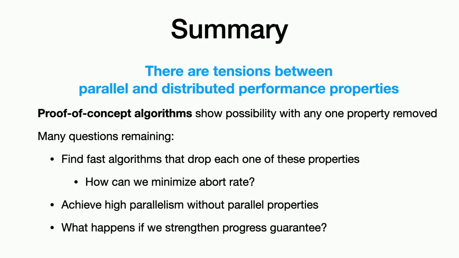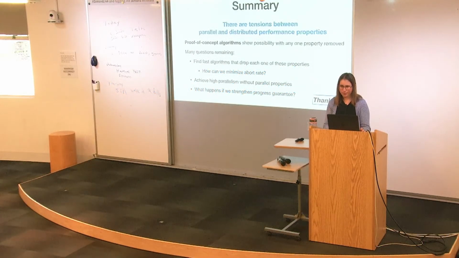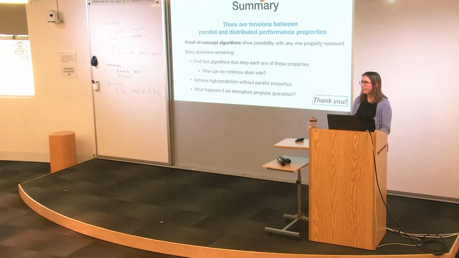We just showed that there is some tension between these properties. We do have to think a bit deeper when we go from just a single node, or just a distributed system, to a system that cares about both parallelism and distributed properties. So that's it. Thanks. Questions?